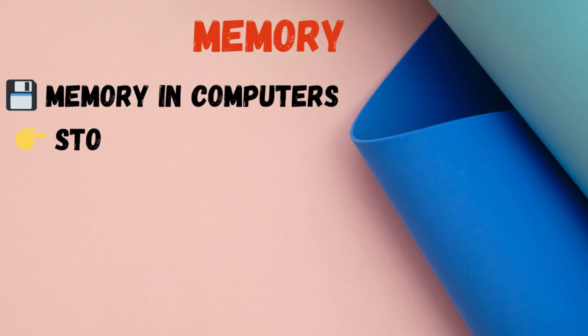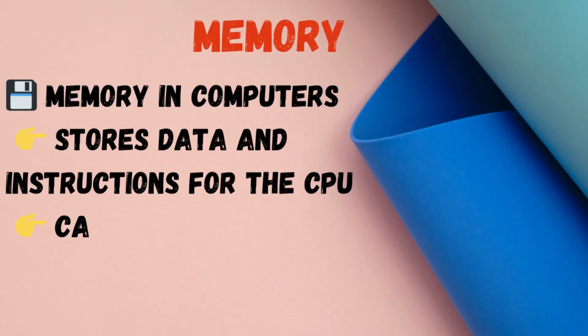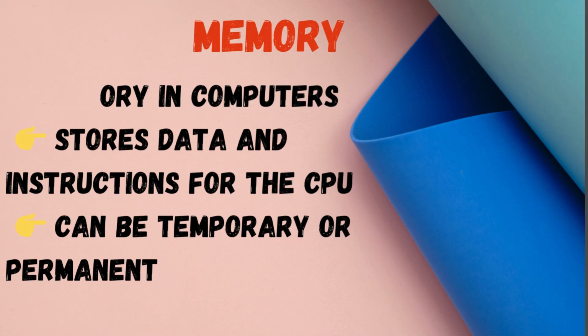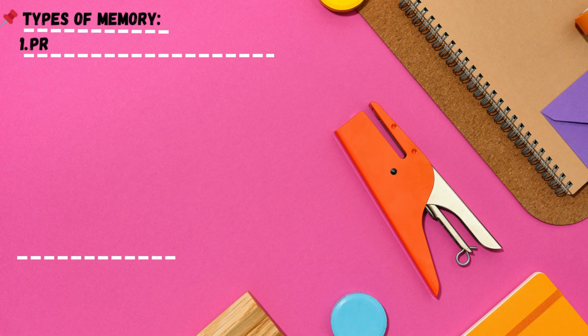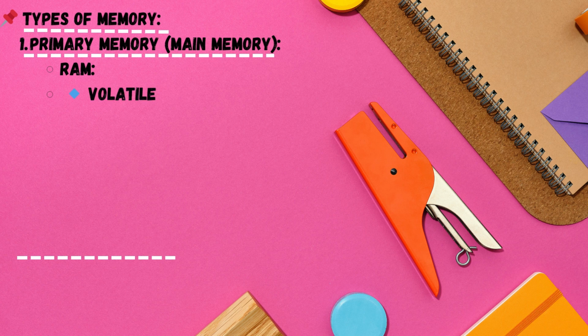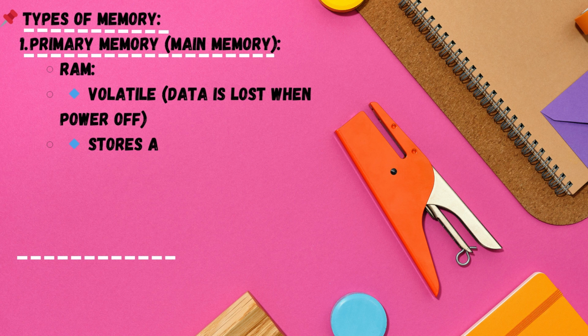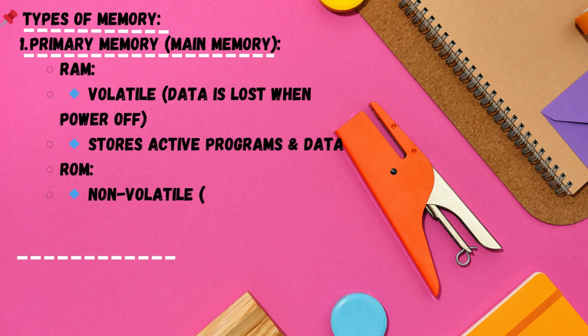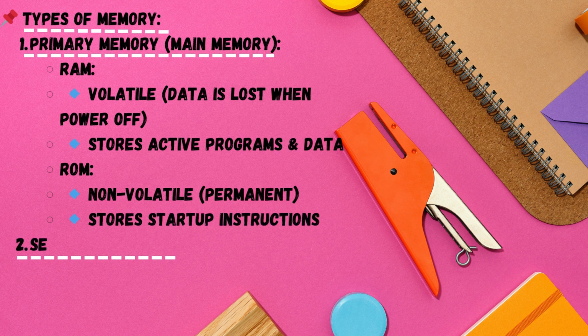Memory in computers stores data and instructions for the CPU and can be temporary or permanent. Types of memory: primary memory, main memory. RAM is volatile; data is lost when power is off. It stores active programs and data. ROM is non-volatile, permanent. It stores startup instructions.